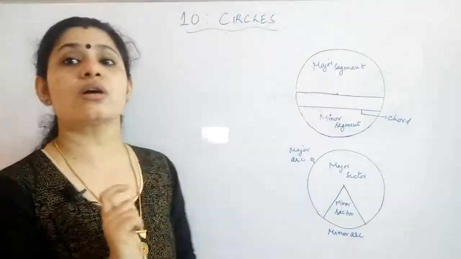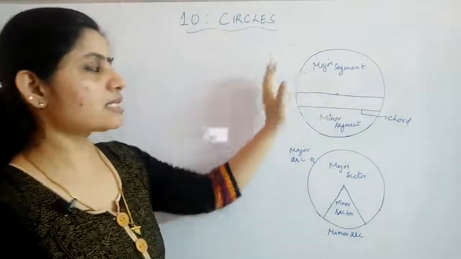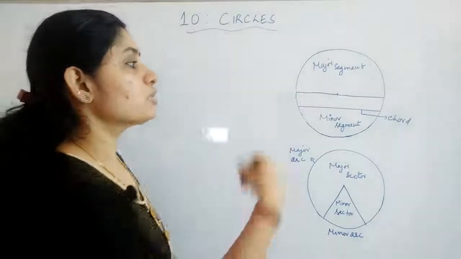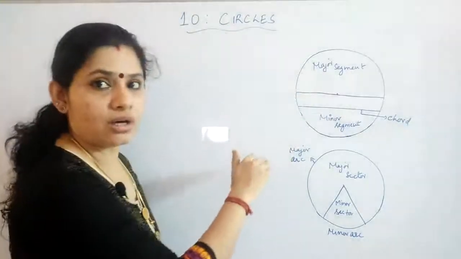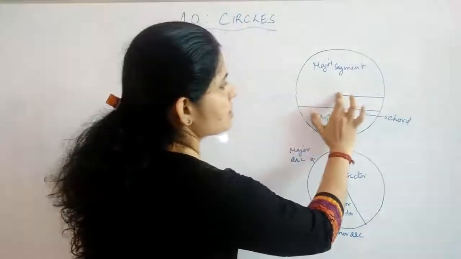Again, you know what is a chord. A chord is that line which divides a circle into two parts, not equal parts but two parts. Now diameter is also a chord. It is the longest chord.